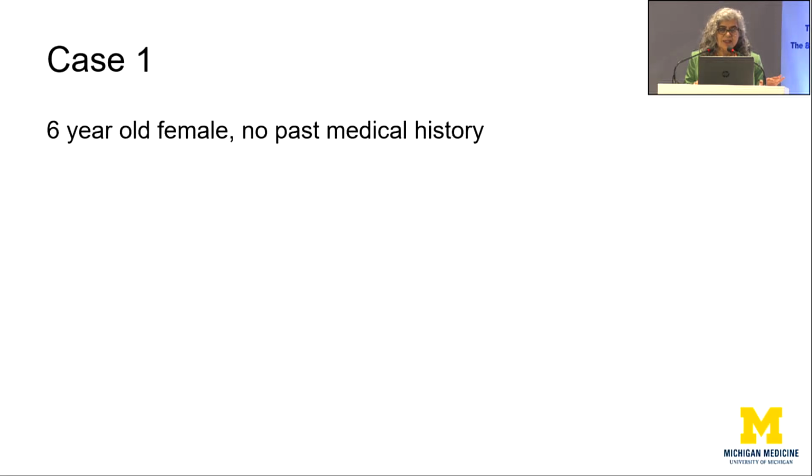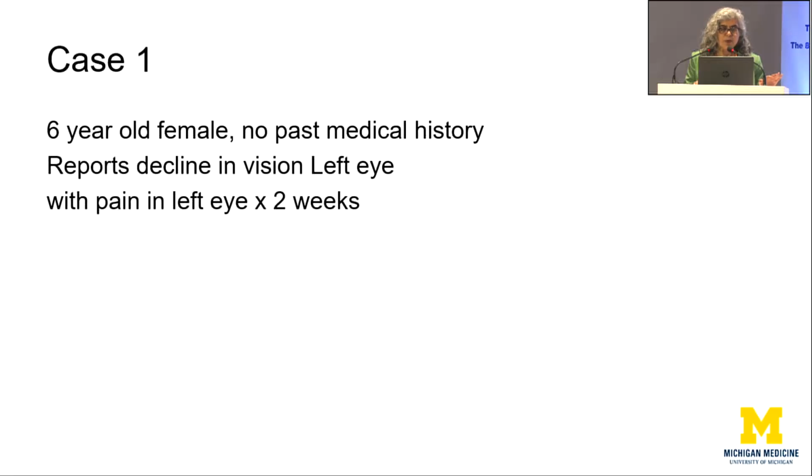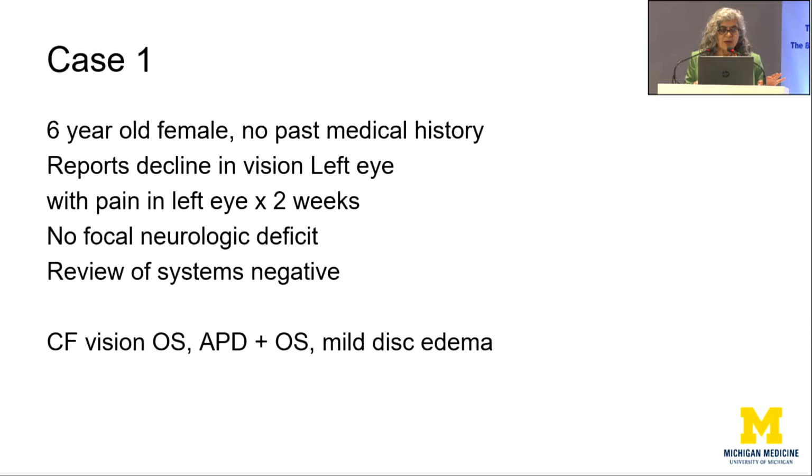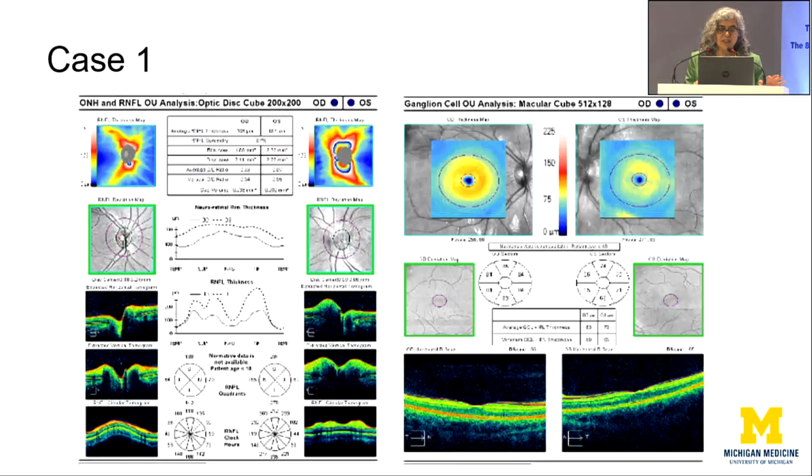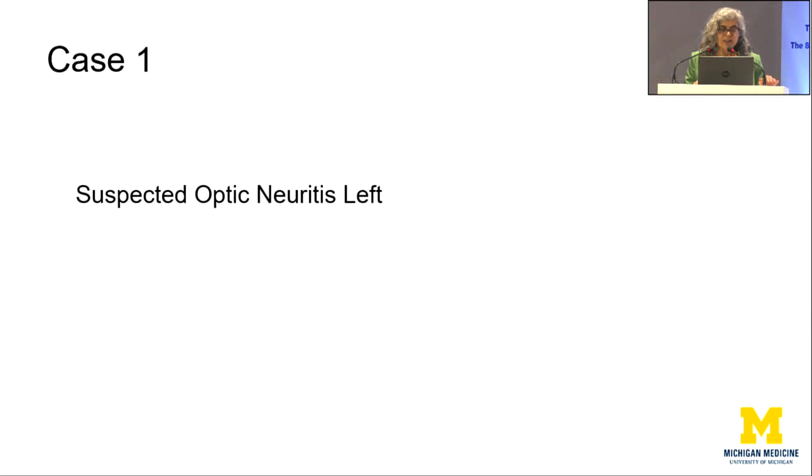So let's look at this case of a 6-year-old female who reports decline in vision with pain in the left eye, otherwise healthy, with count fingers vision in that eye. So quite a drastic vision loss, APD, mild disc edema, as you can see here. So suspected left optic neuritis. What should I do now?